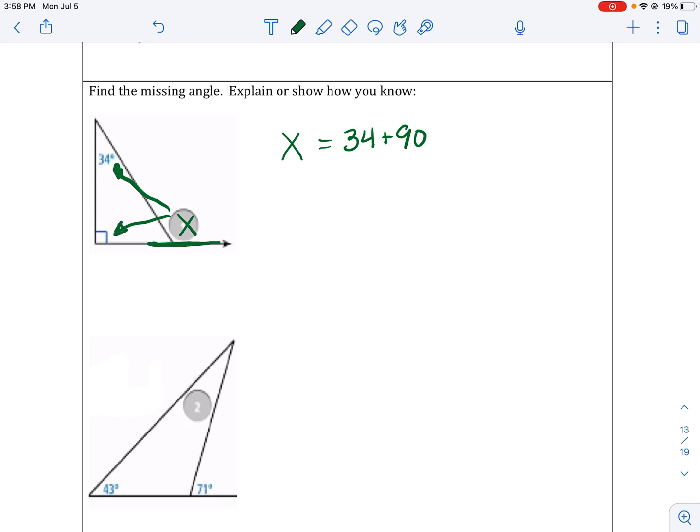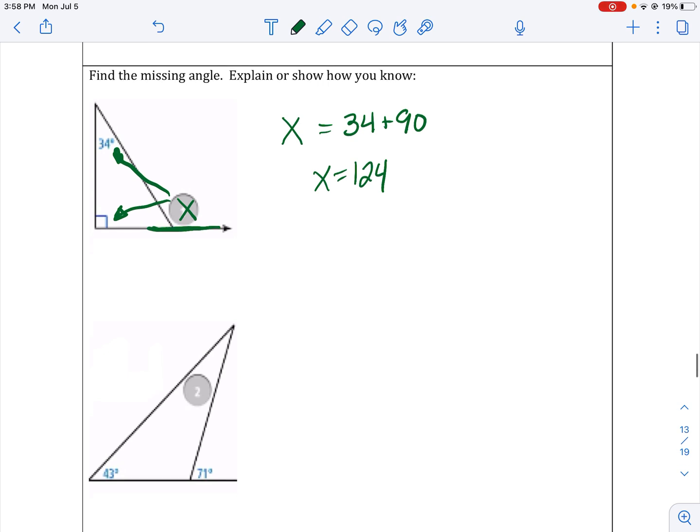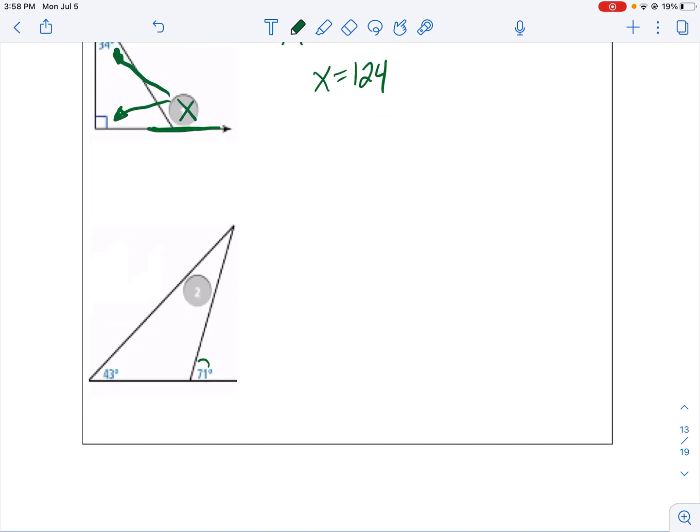So here, to find our exterior angle, we need to add the opposite 2 interior angles. And when we do 34 plus 90, we get x equals 124. And that's how big that angle is. This next example, 71 is my exterior angle.